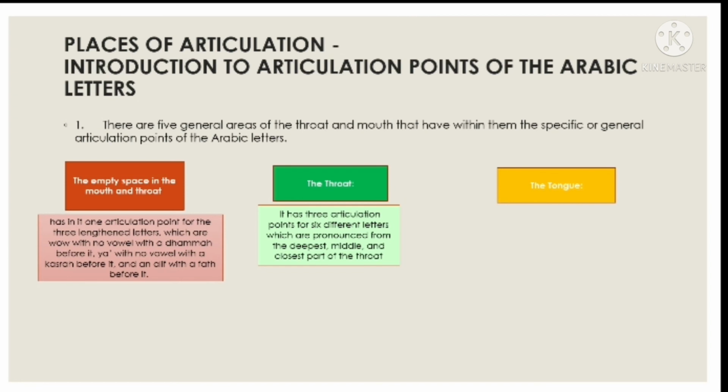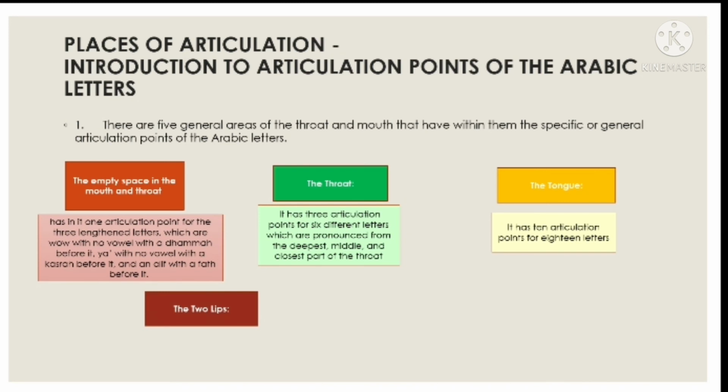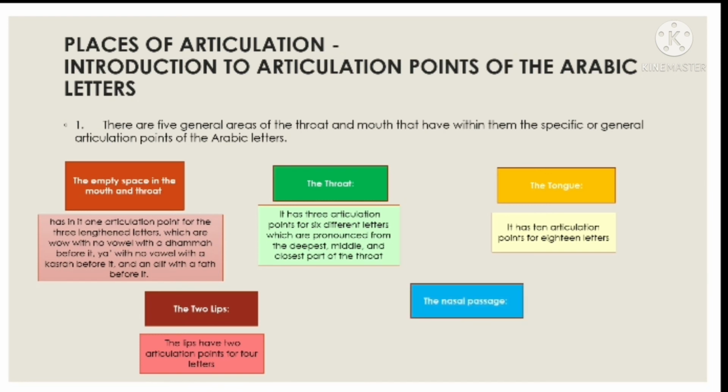And the third area is the tongue, and it has 10 articulation points, and from those 10 articulation points we have 18 letters. Then the fourth general area is the 2 lips. The lips have 2 articulation points for 4 letters. Inshallah, we will discuss about that in future. And then we have the nasal passage. From the hole of the nose towards the inside of the mouth, here there is 1 articulation point, that is of the ghunna. And we will inshallah talk about what ghunna is.